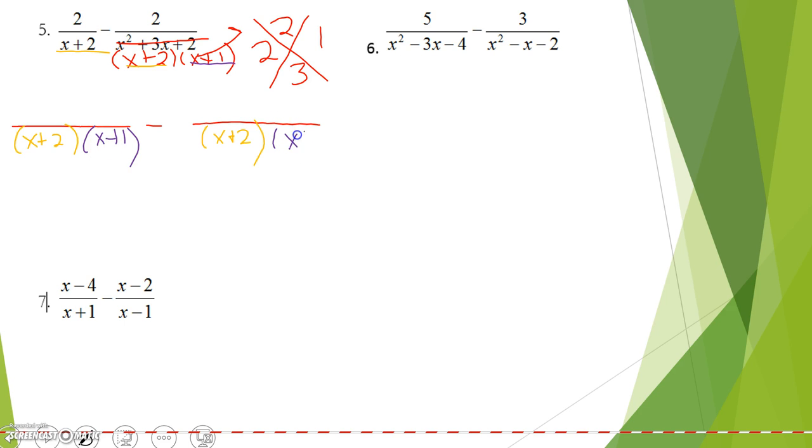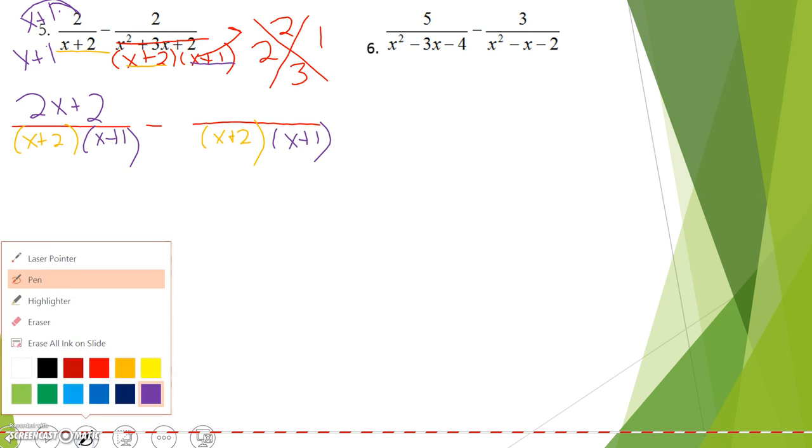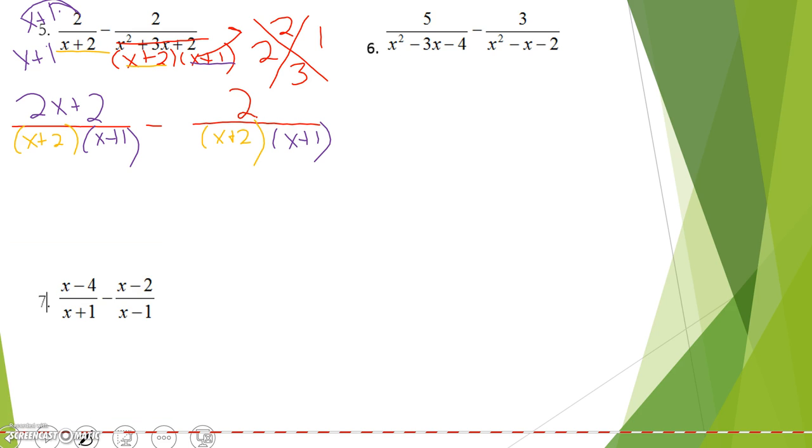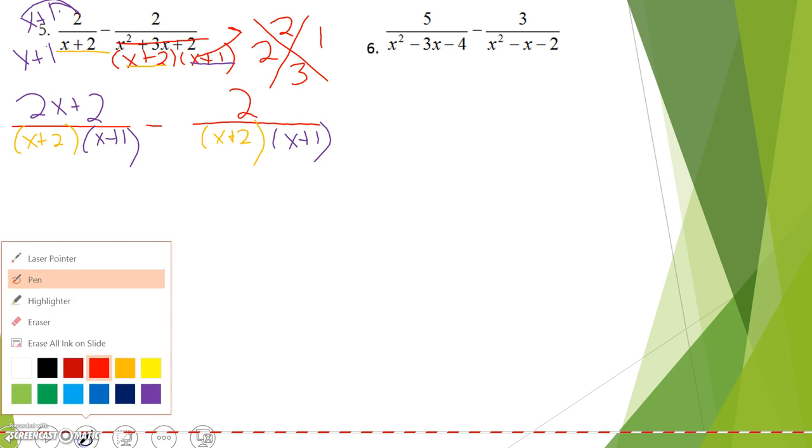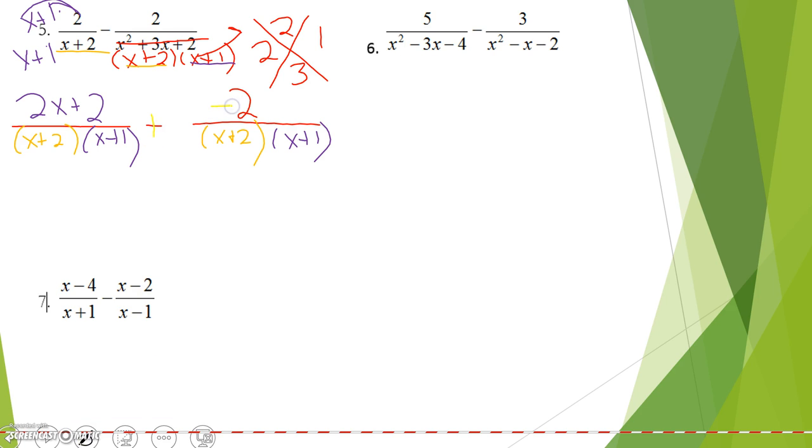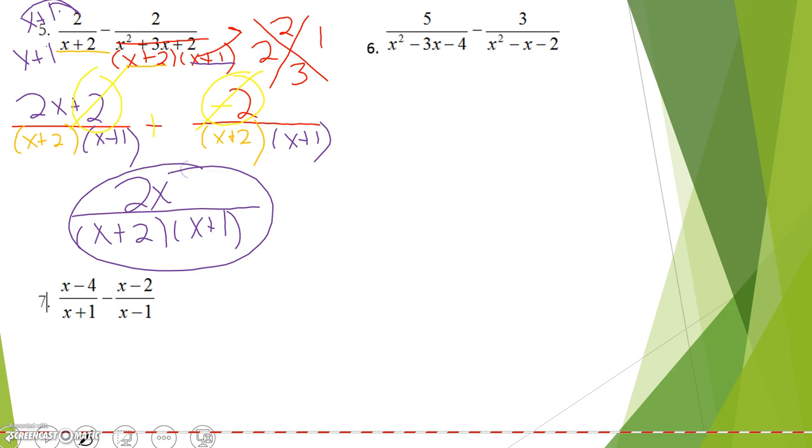So the first fraction has the x plus 2, but it needs the x plus 1. I need to distribute the 2. The second one doesn't have anything that needs to be changed, so it can stay as a 2. I'm going to add the negative. I can now combine like terms. The 2 and the negative 2 cancel, and I am just left with 2x up top, all over my common denominator. I can't factor or cancel, so that's my final answer.